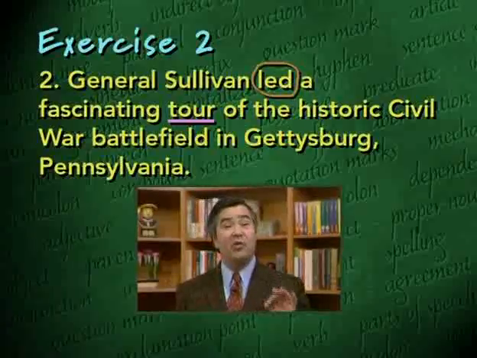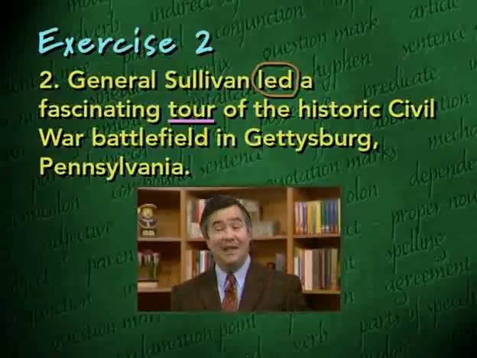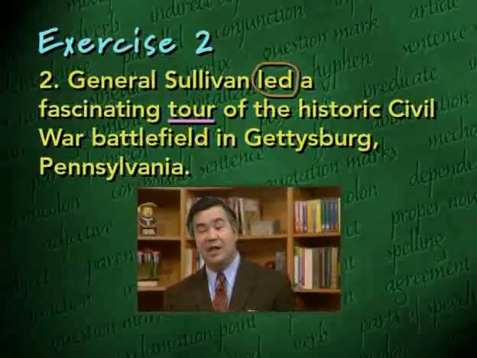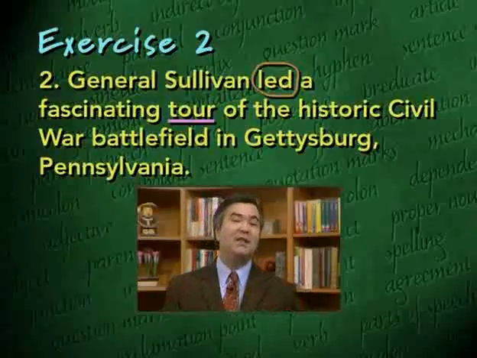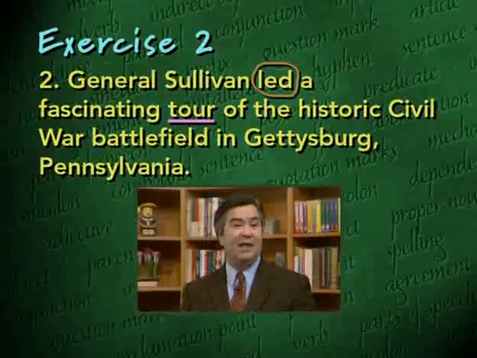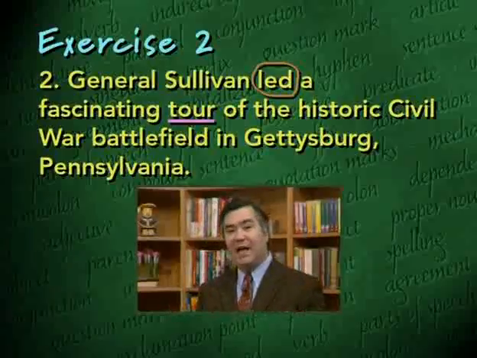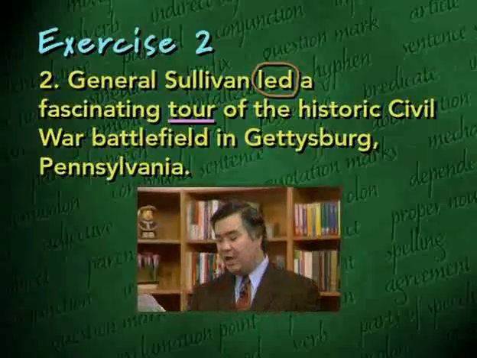But the noun tour is the key word. That's the direct object of the verb led. It tells us what General Sullivan led. The other words there, fascinating, give more information about the tour. They tell us what kind of tour it was. Notice that all the other words that follow the word tour in this sentence again go to give more information about the action. They don't receive the action directly, they just give more information about it.